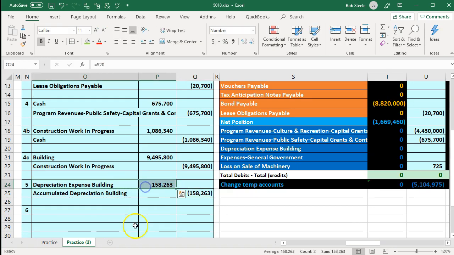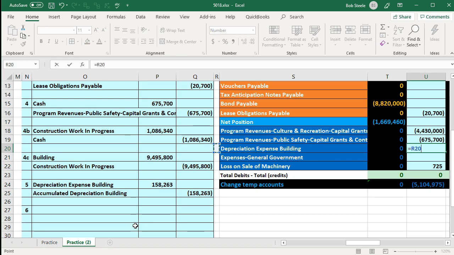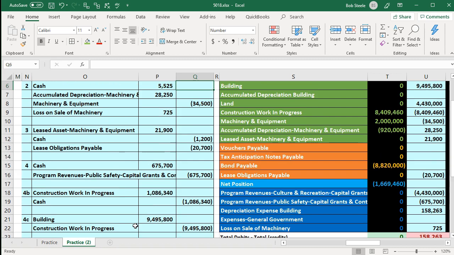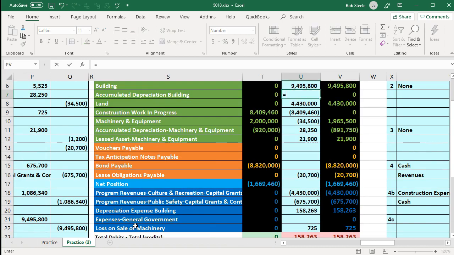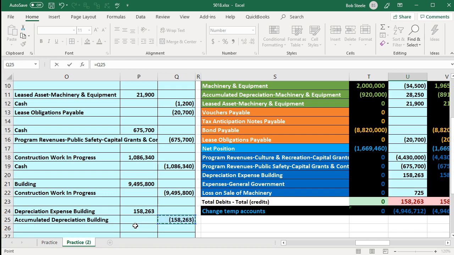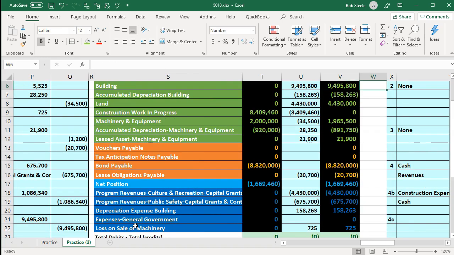Let's post that out. So we're in the depreciation. So we'll scroll to the right. We are in cell U20. Within U20, we're going to say that equals and scroll down to the debit of the 158,263. And then we want the credit in accumulated depreciation. So scrolling back up, we're looking for accumulated depreciation related to the building, which will be right under the building in U7 equals, and scrolling down, and we're going to pick up the accumulated depreciation and enter. So there we have that.